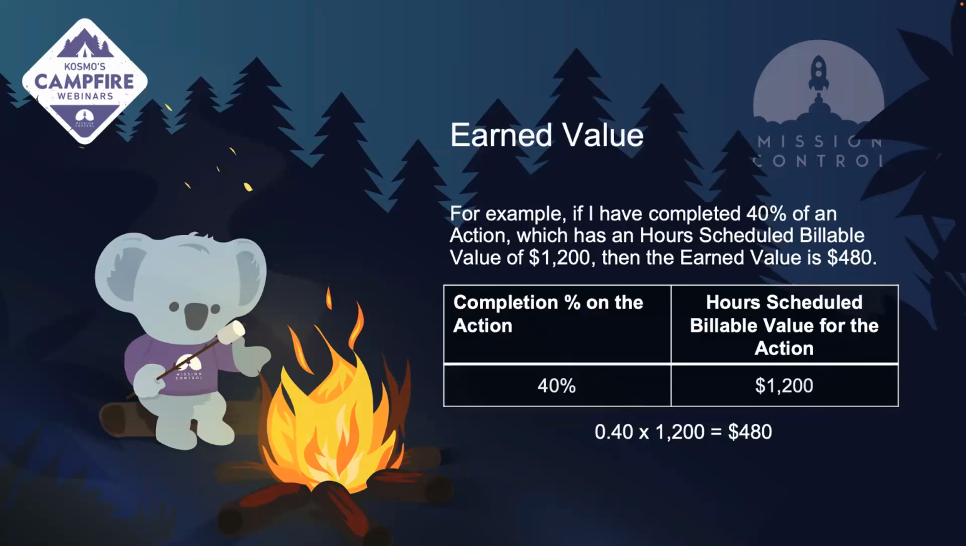All right, so an example of this is if I have completed 40% of an action and it has a scheduled value of $1,200, then the earned value is $480. So 40% of the total value of my action.